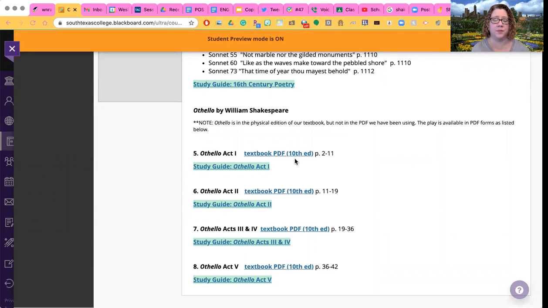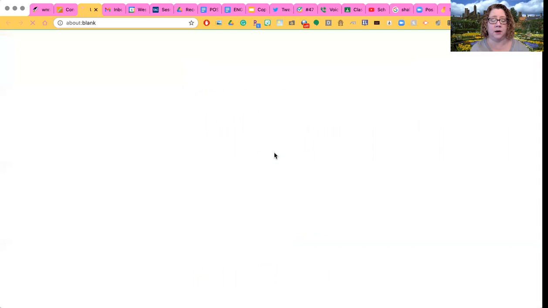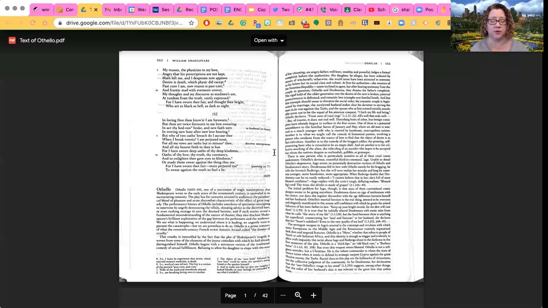You guys are muy inteligente. This PDF is not the same PDF that you have been looking at all along. That PDF is an older edition of our textbook. The physical textbook has Othello in it, but I think most of you are going by the PDF. So I found a different PDF of Othello, and so you can read it here. So it's still here for you, but it's just not the original PDF.